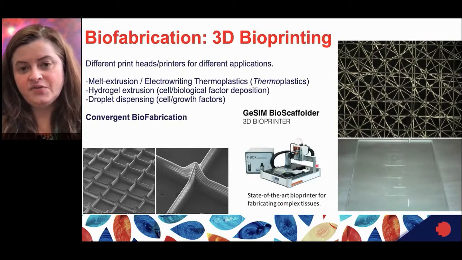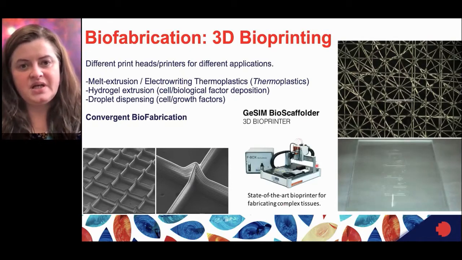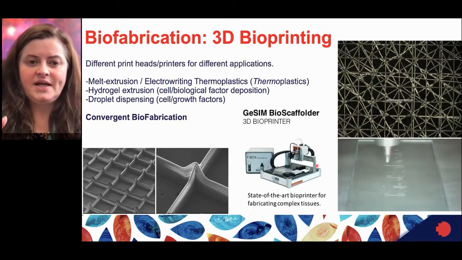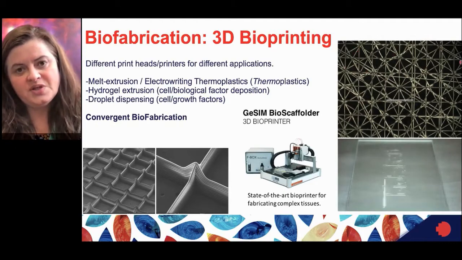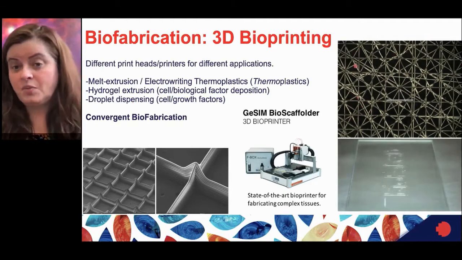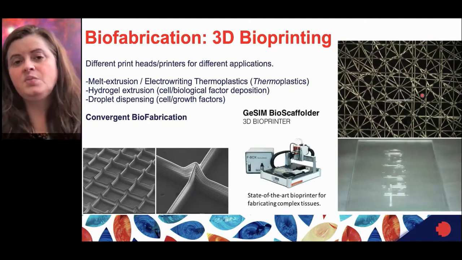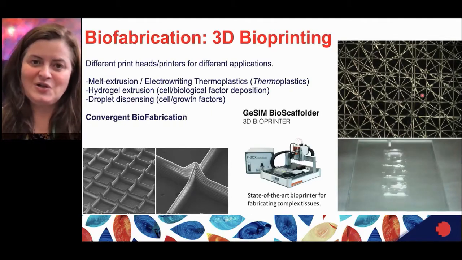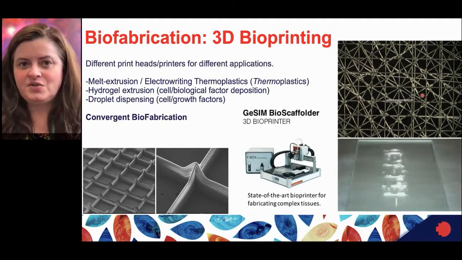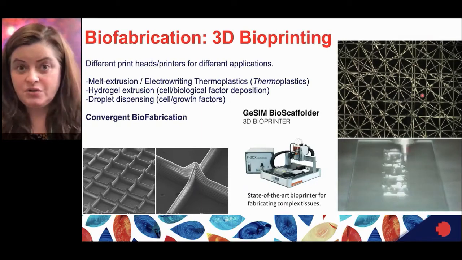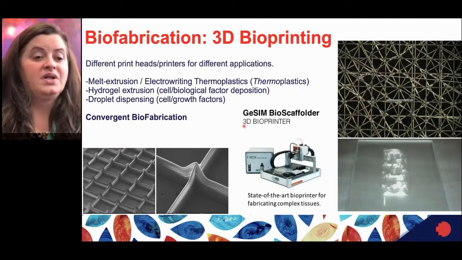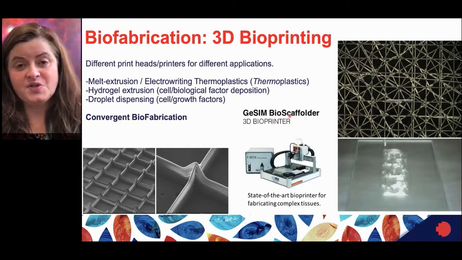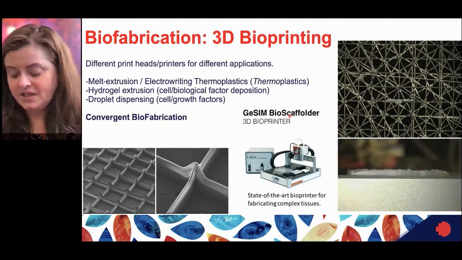So this machine, for example, brings all of these technologies together into one piece of equipment, so that you can lay down a fine scaffold like this scaffold. You can print in a hydrogel with cells around it, and then you can do some droplet dispensing as well. So you can build up quite a complex scaffold that's designed to accelerate tissue regeneration or tissue growth. We've been calling this convergent biofabrication because it's bringing a lot of different biofabrication techniques together.